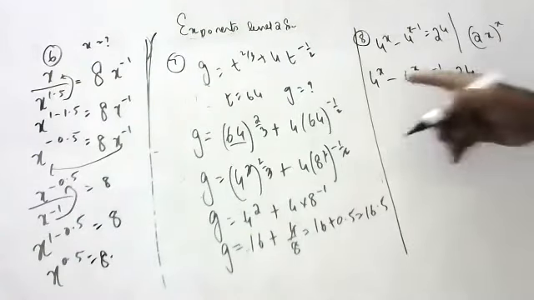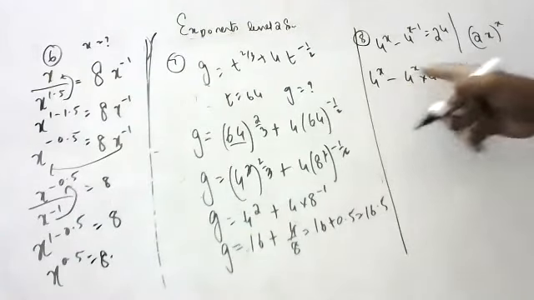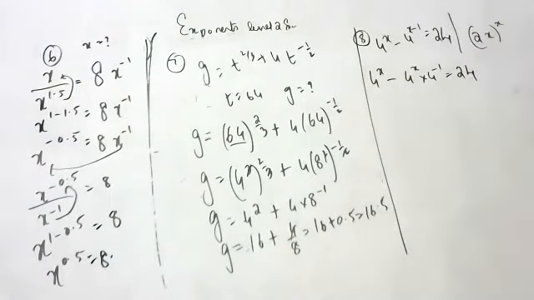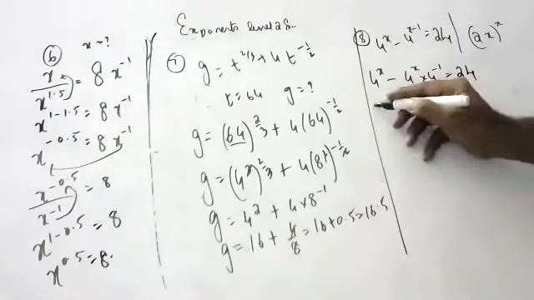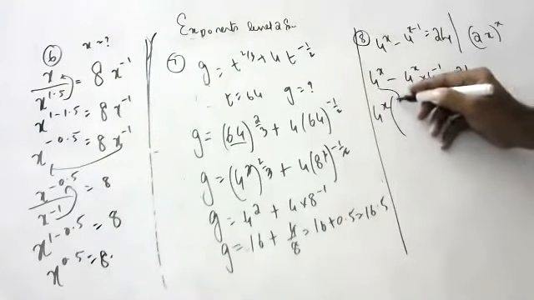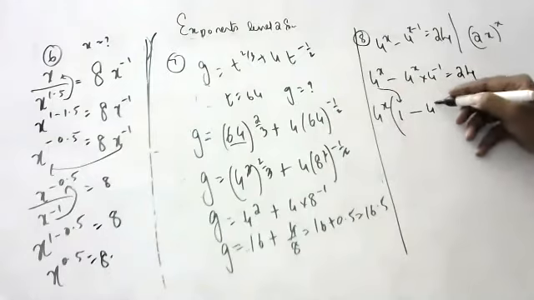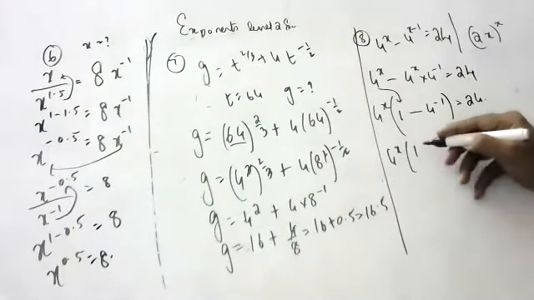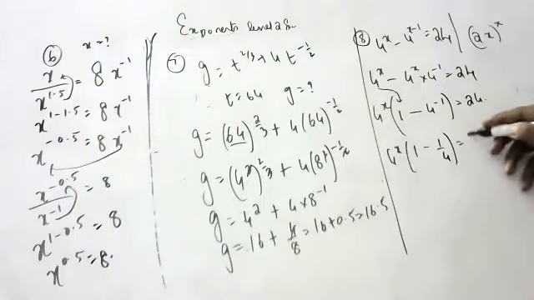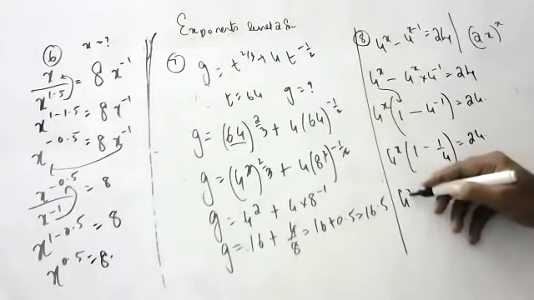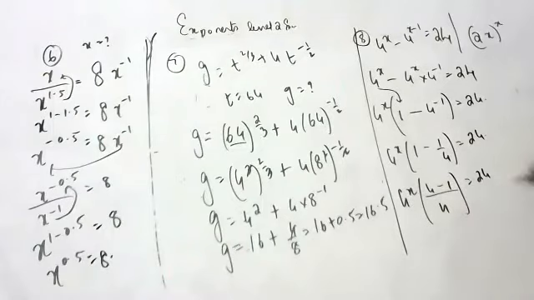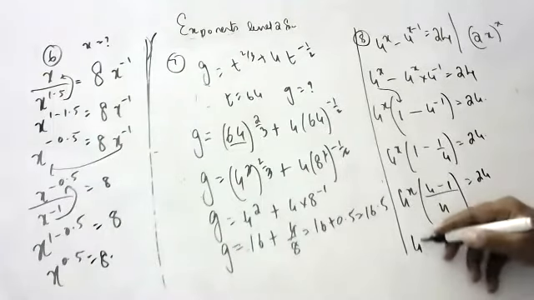Okay. In this, what is common in both? What, sir, is common? 24 or 2 to the power of 4, sir? In this both, what is common? What to the power of x is common? Taking 4 to the power of x common, 4 to the power of x into 1 minus 1 by 4 equals to 24. 4 to the power of x into 4 minus 1 by 4 equals to 24.